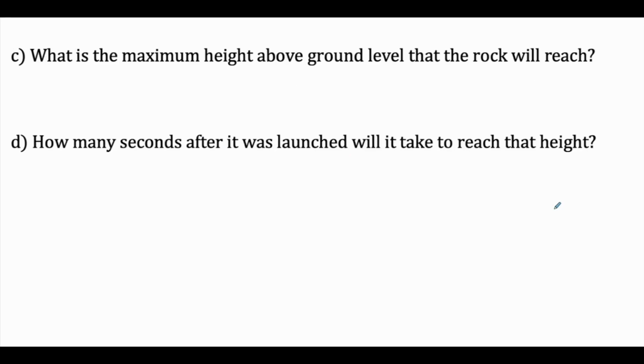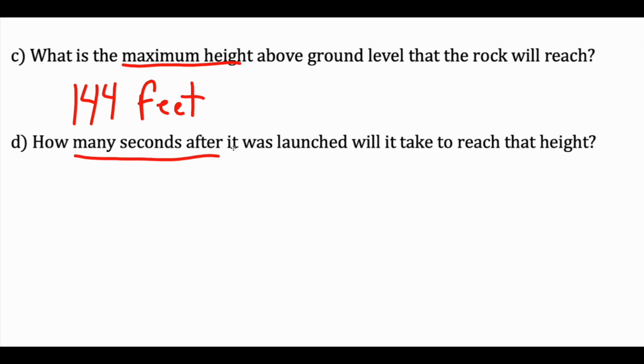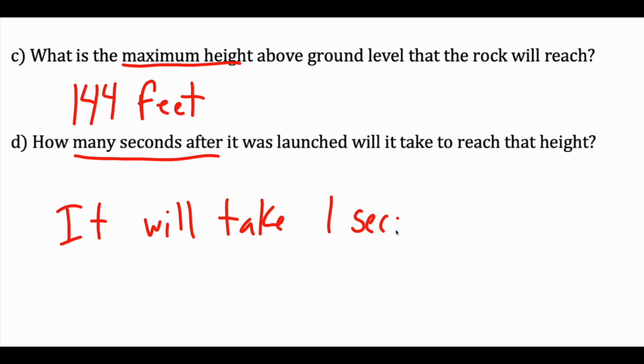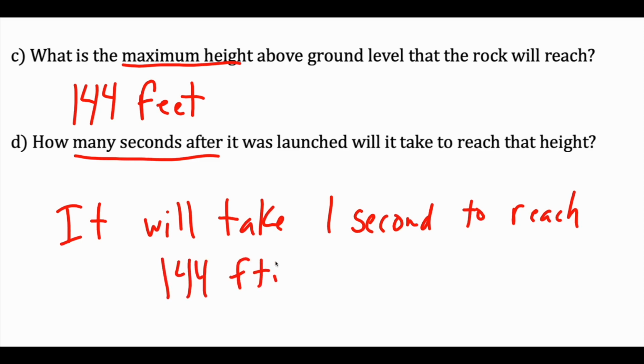What is the maximum height? Well, the maximum height is your k value, so that was 144 feet. How many seconds is your t value, your h value of your vertex? So we just want to say something like it will take 1 second to reach 144 feet. Just something like that. Again, nothing major. I don't need a whole paragraph. Just a simple sentence like that is fine.